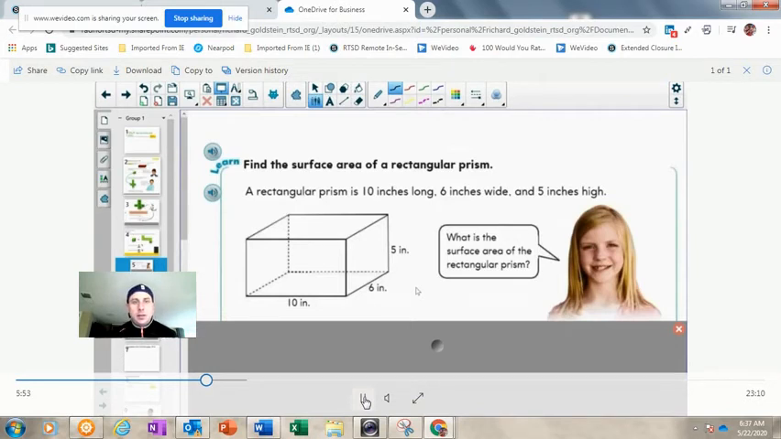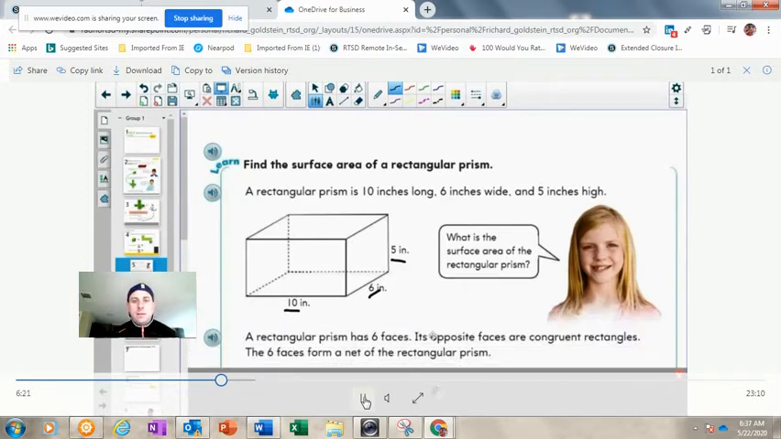So let's take a look at this figure here. It says find the surface area of a rectangular prism. So it's going to be a little bit more complex because not every dimension in a rectangular prism is exactly the same, such as it was in the last couple examples with the square. You've got a 10-inch base, you've got a 6-inch width, and a 5-inch height. So what you need to do here is you need to find out the area of each face of this prism.